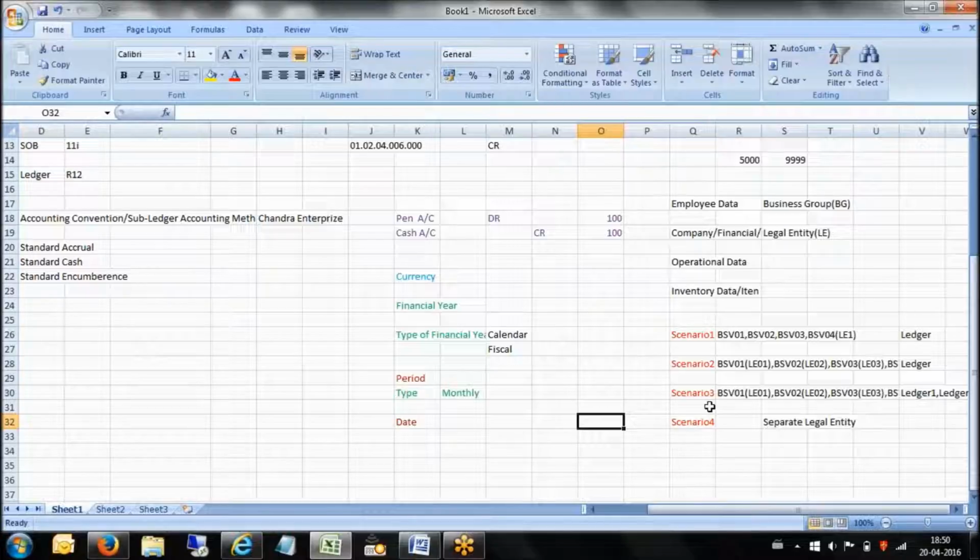This way, in scenario 3, you do not mingle anything. Everything is separate and secure, in terms of reporting also, and in terms of recording the transactions, everything.